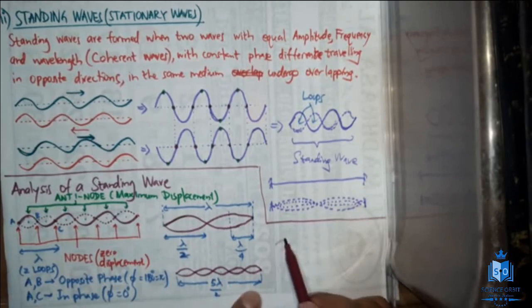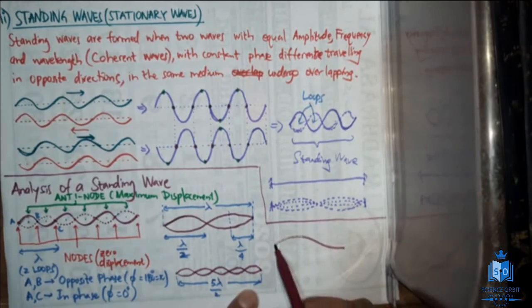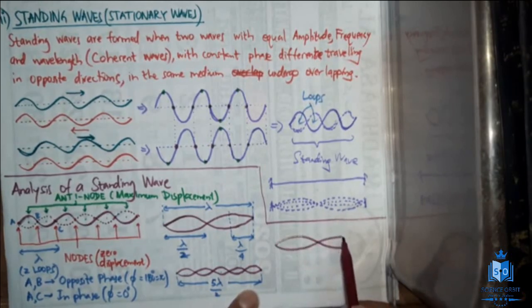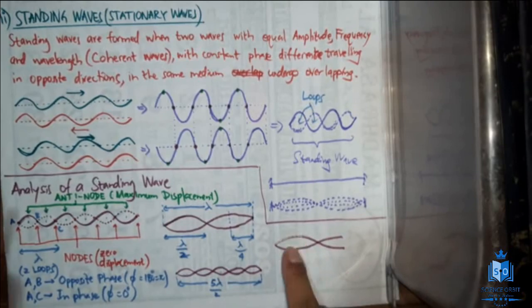Imagine there is a standing wave like this. These kinds of standing waves can also be formed. We will discuss that later. See, half of the standing wave. This is also a standing wave, but this is not formed in strings. This is formed in air.